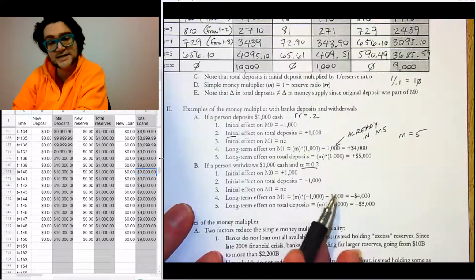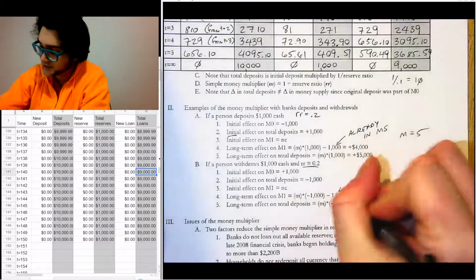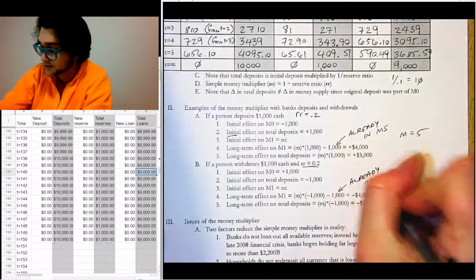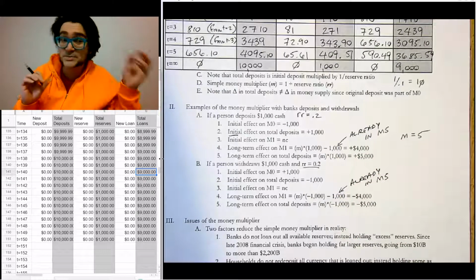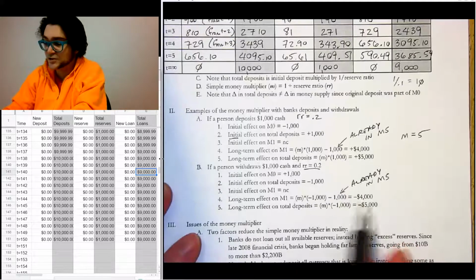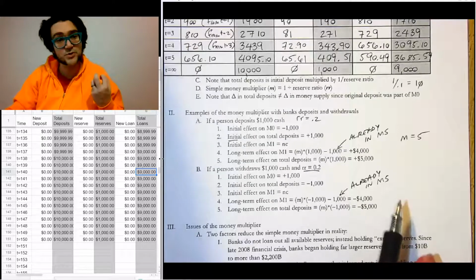And again, we're subtracting this 1,000 because it's already in the money supply. And where was it? Well, it was part of the M1 money supply. It wasn't in M0, but it was still in M1 because it was in a checking account. And so the total change in M1 would be negative 4,000 as the result of someone taking cash out of the bank.